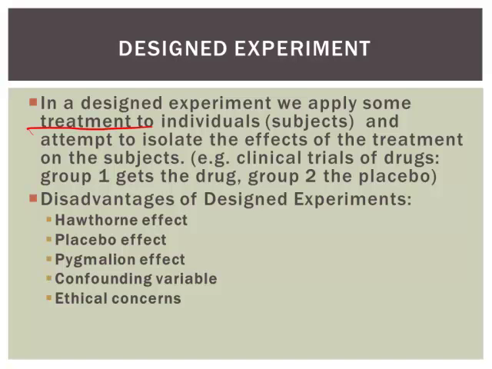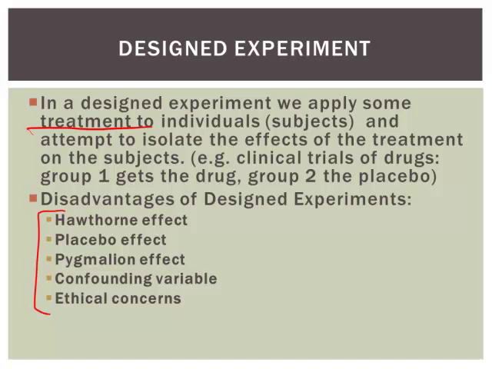We also do things like double blind, where the subjects themselves do not know if they're getting the real drug or the placebo, and even the experimenters themselves do not know which one. It's just to make sure that nobody is influenced by knowing that. There are some disadvantages, and we will talk about a few of these effects later on in the course: the Hawthorne effect, the placebo effect, Pygmalion effect, confounding variables, and certainly some ethical concerns.